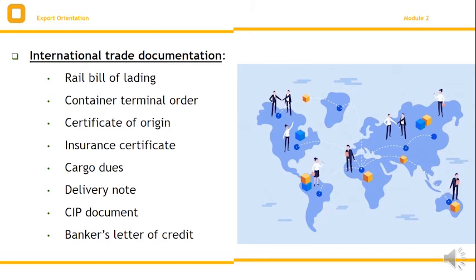Then the next document we look at is a roadway bill. This is another form of lading, and it is used in South Africa. This document serves as proof that the goods can be transported by road.